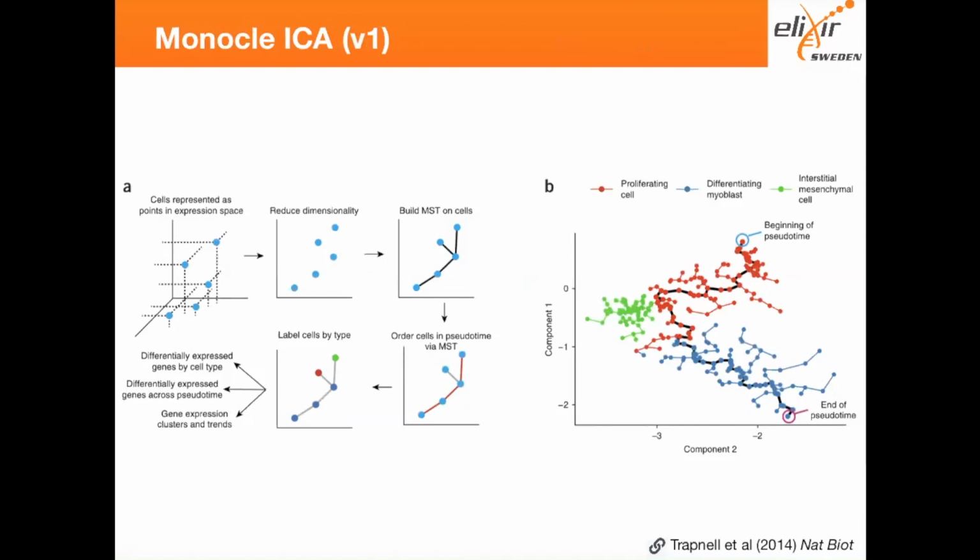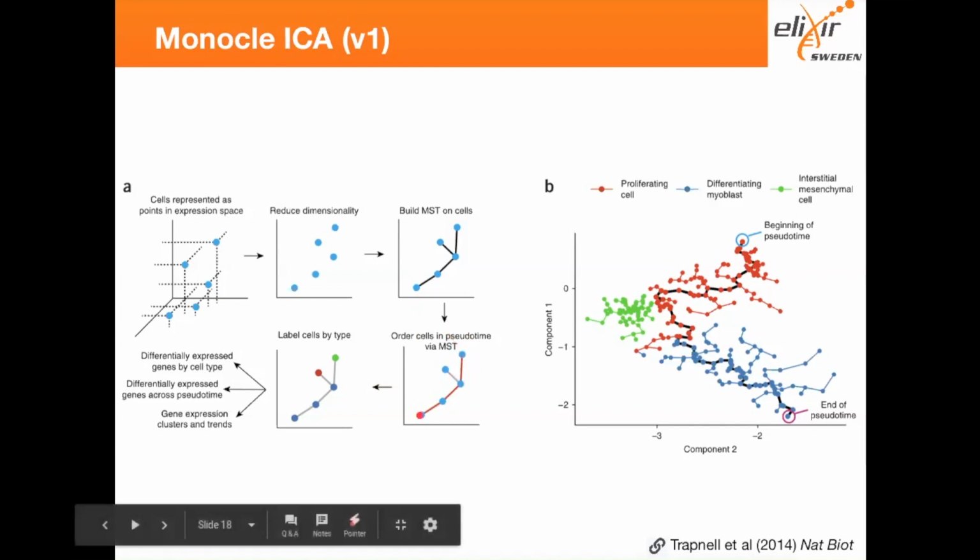So I'll come basically to Monocle 1, which is exactly what I just mentioned. You have your points represented in a multi-dimensional space. You reduce dimensionality, in most cases ICA, but you can also use any other method: UMAP, TSNE, diffusion maps. Build a minimum spanning tree, and then order your cells based on this minimum spanning tree. And then, of course, you assign: I know that this is my stem cell, so I assign this is where I should start.